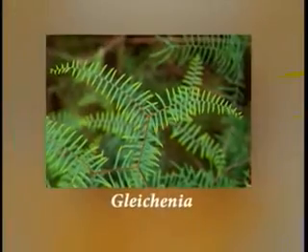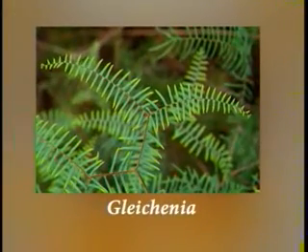Thus, the evolution of stelar organization has taken place along several independent lines. Even a single genus like Gleichenia shows some species with protostelic structure and some with siphonostelic organization. So, the stelar structure is not of much significance in establishing phylogenetic relationships.